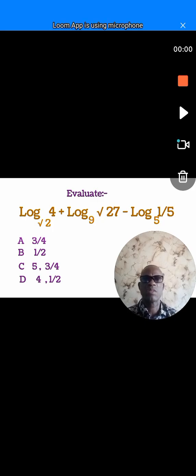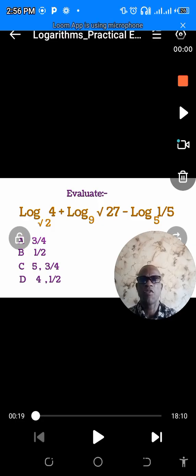Now, we will not start to solve the question here. Before we do anything in logarithm, we must first of all go through the laws of logarithm. That is going to be our starting point, for those who have not had the opportunity to see some of our previous tutorials. So we now start with the laws of logarithm.